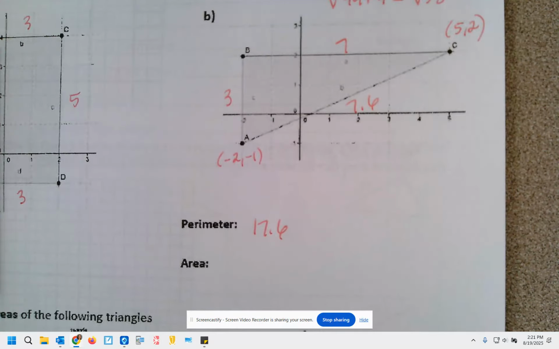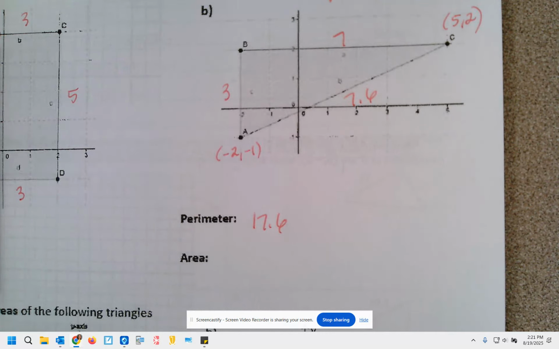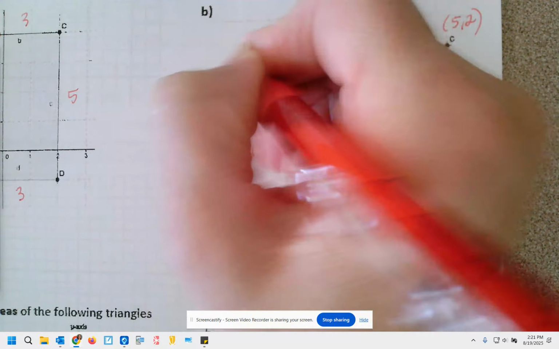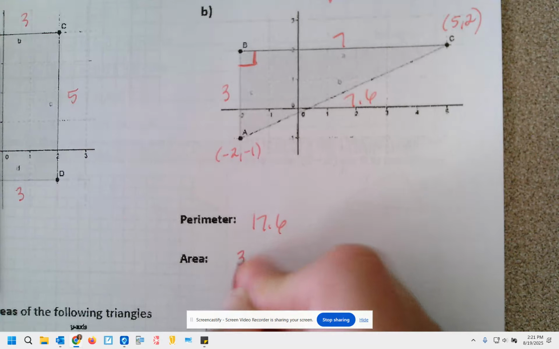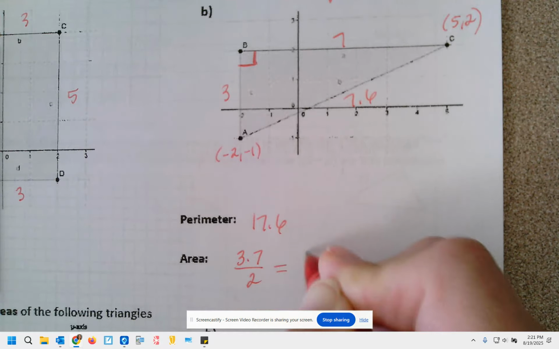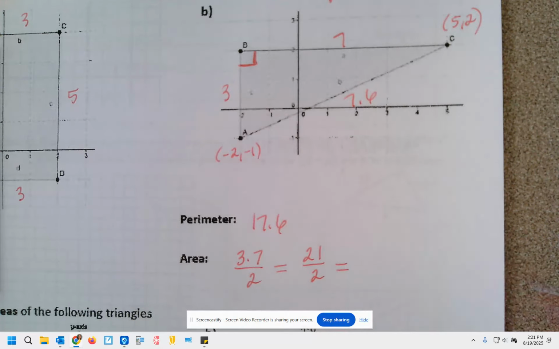And we're talking about a triangle this time. The area of a triangle is base times height divided by 2. The 3 and the 7 are the base and the height of this triangle because they're perpendicular to each other. So 3 times 7 divided by 2 is 21 divided by 2, which is 10.5.